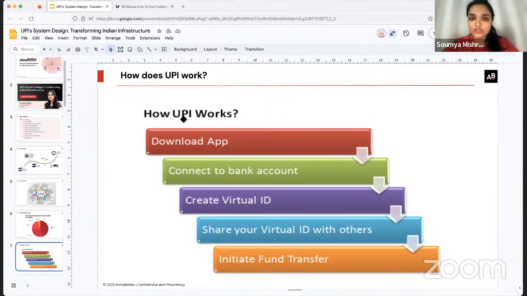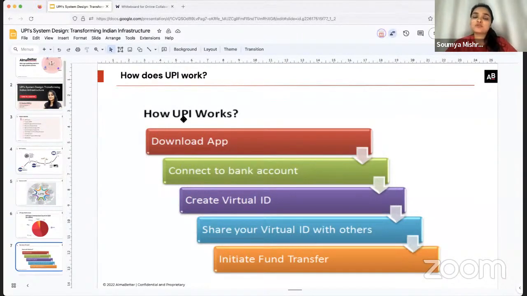So I'm pretty sure that you would be knowing about it. What you do is that first you download the app. You go to Play Store, you download your app, whatever UPI app you want to use. You connect your bank account, right? You add your bank account, you activate your bank account. With that, a virtual ID is created. You call it virtual ID, you call it UPI ID, you call it VPA or virtual payment address. All of that is same.